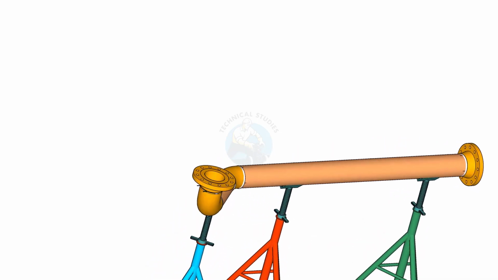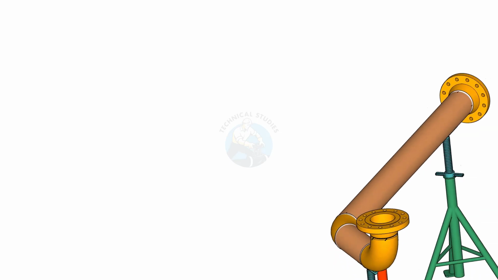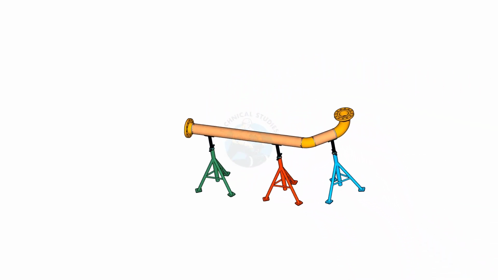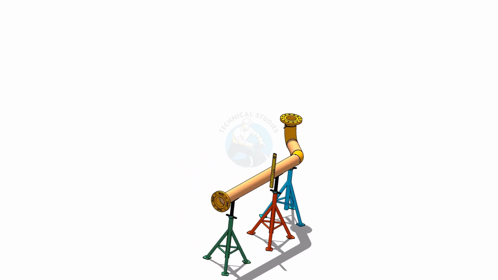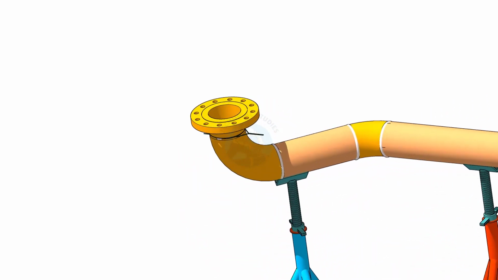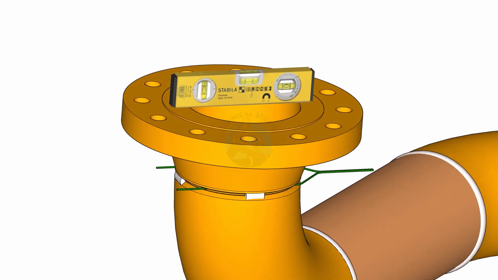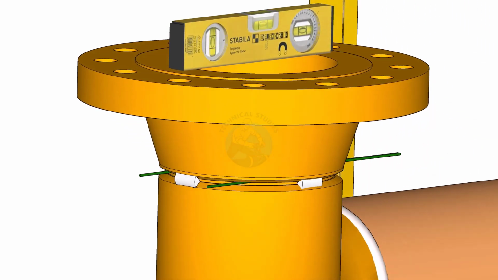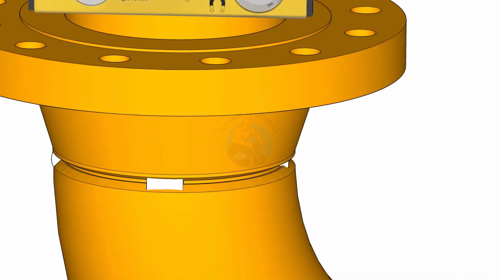Tack weld the flange at two opposite points. Remove the gap rod and check the level again. If the alignment is correct, add tack welds on the remaining sides.